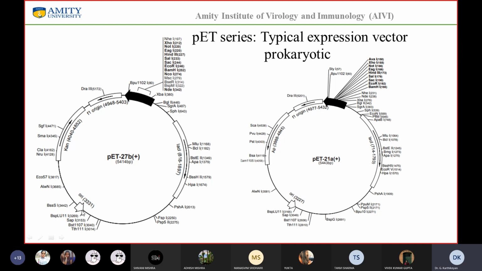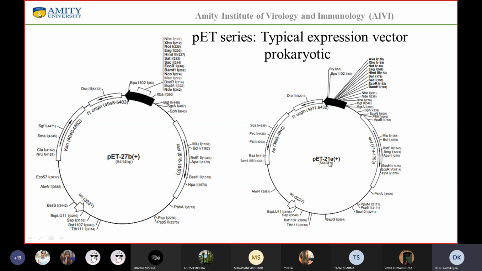Now this again has an origin of replication, right? It has a kanamycin resistance marker. So unlike the previous one, which had ampicillin, this vector called PET27B has a kanamycin resistance marker. Okay, it has an F1 origin, which essentially helps in making single-stranded DNA. It has a lacI repressor region, okay, which you don't see in the previous one, but you will see here. And then you have a short multiple cloning site where you can clone your gene of interest, okay.